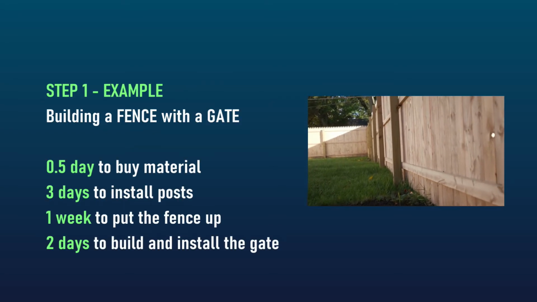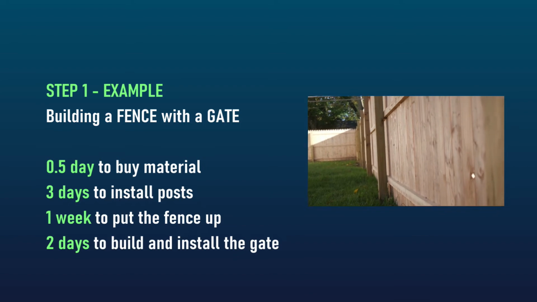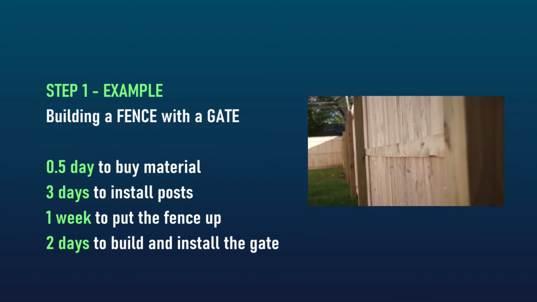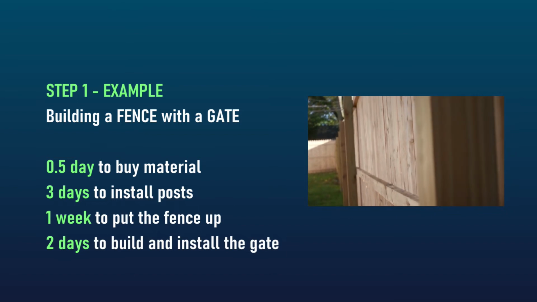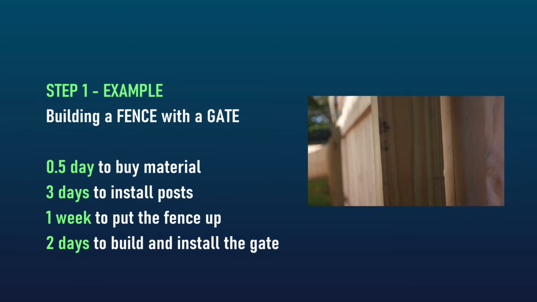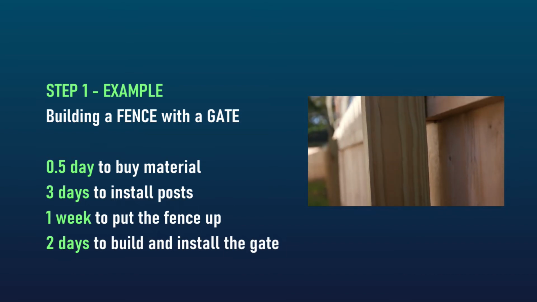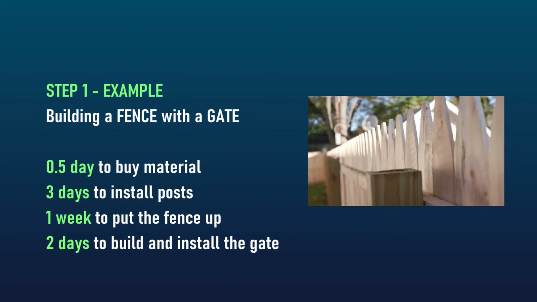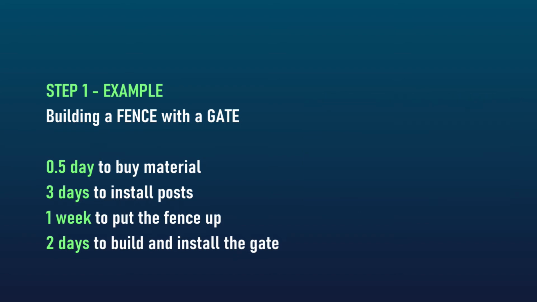It's building a fence with a gate. So you would list all the tasks, and please don't comment on those, just assume that's what is required. So 0.5 days to buy the material, 3 days to install the posts, 1 week to put the fence up, and 2 days to build and install the gate. So we start off with listing all the tasks.